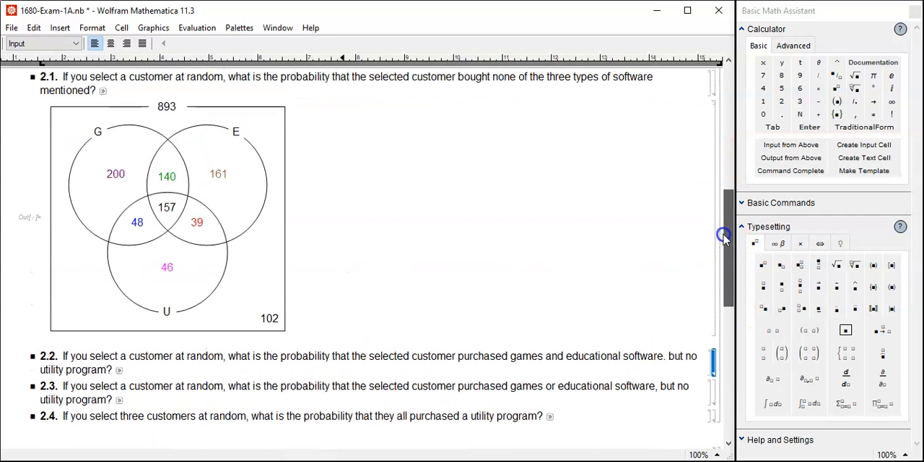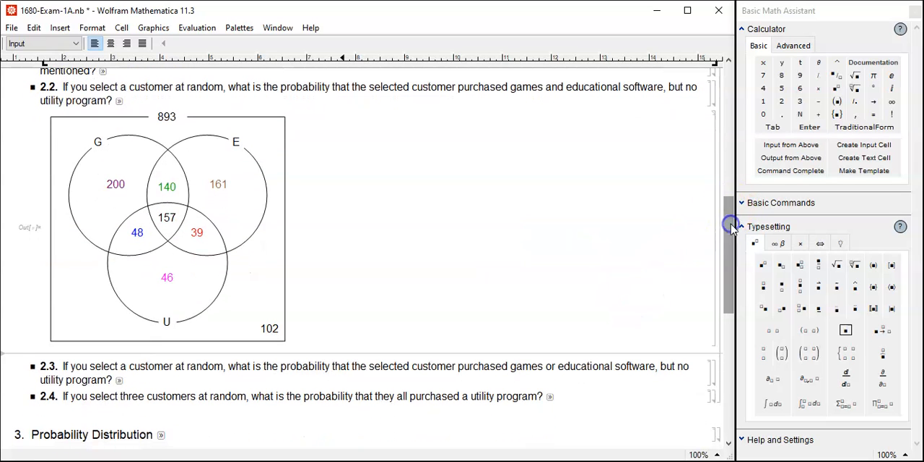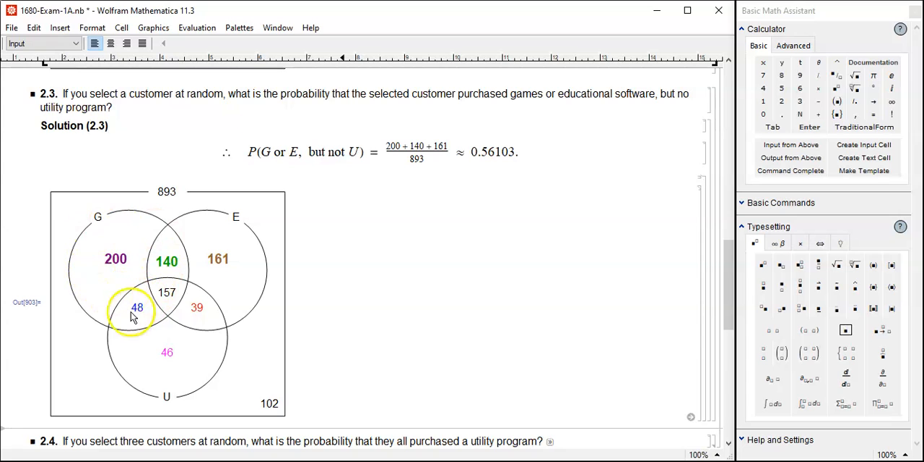Next, a little bit harder problem maybe. Change it to or. Game or educational, but no utility. Game or educational. So game or educational: entire G circle and E circle. I'm talking about all these things. Entire figure 8, but no utility, so these three are out. So only these, 200, 140, 161. Only those. Here's a visualization. Game or educational, so all these numbers, but the utility part is out, so only these three numbers. Out of total 893, so there goes the probability.